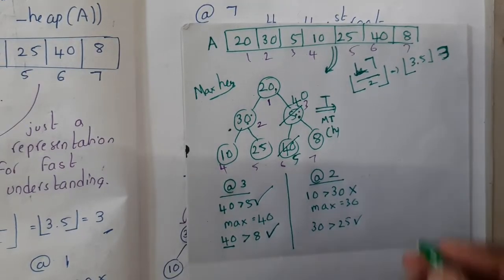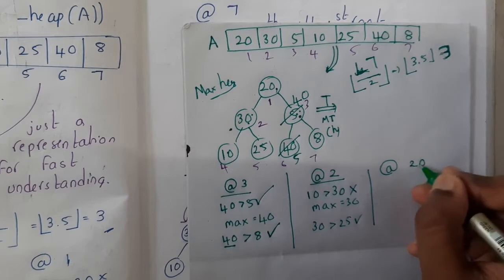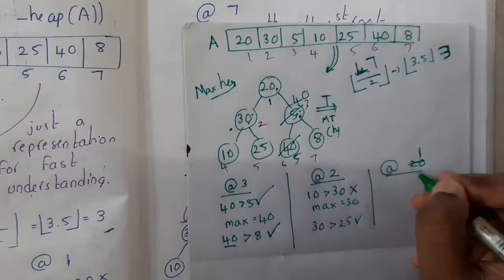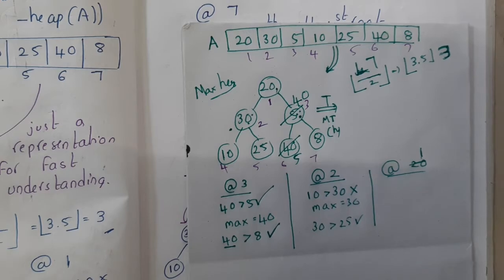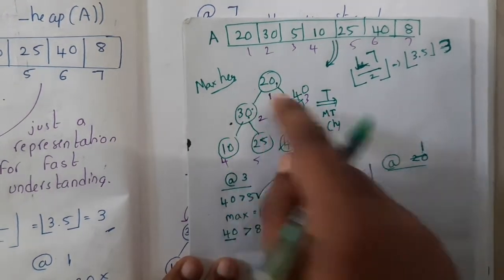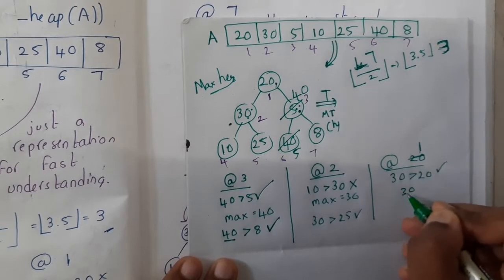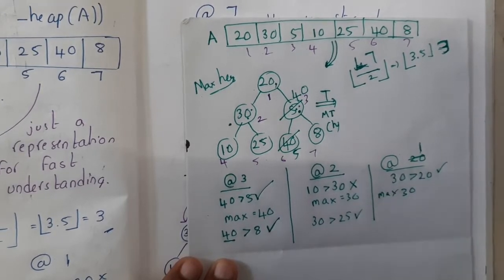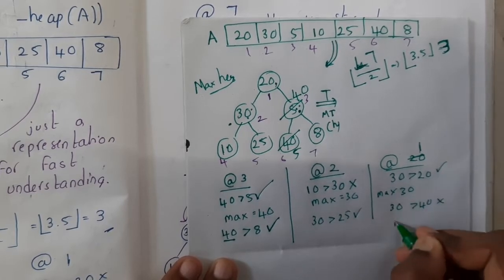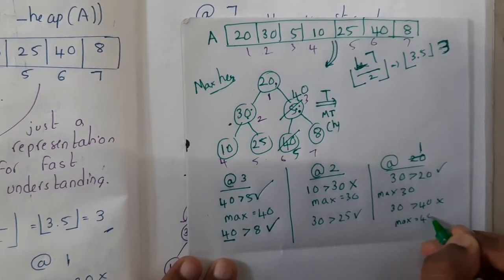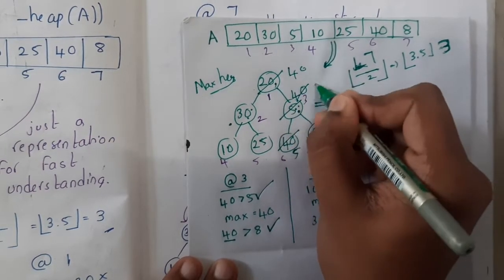Now you check again at spot 1, which has 20. You check whether 30 is greater than 20, which is true, so 30 would be the max here. You also check: is 30 greater than 40? This is false, so in the max you get 40. So now this 20 will go down and this 40 will come up.